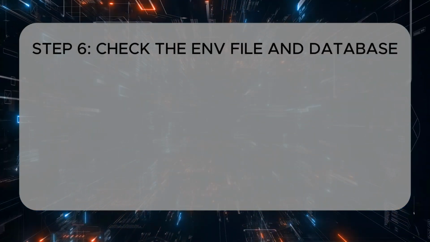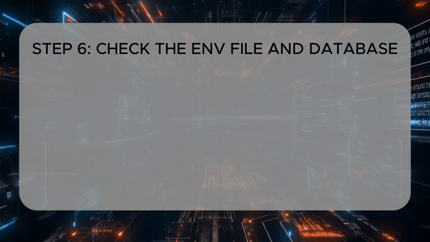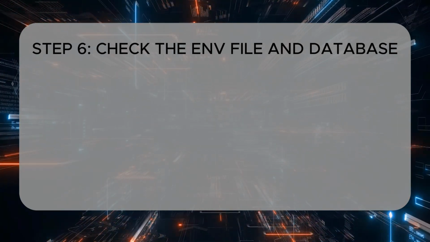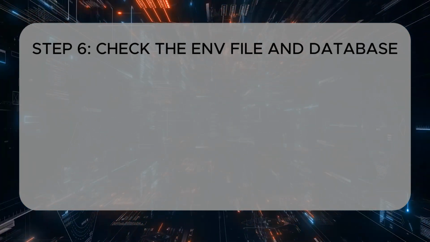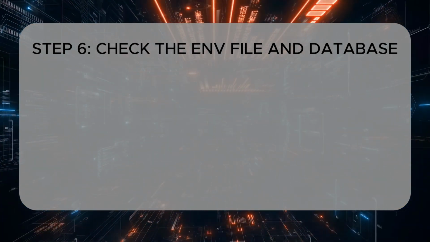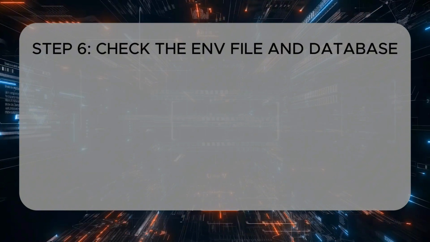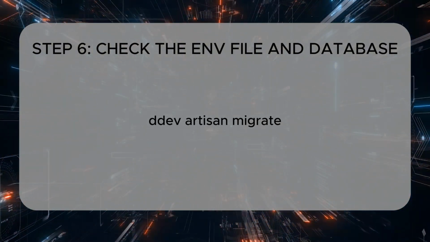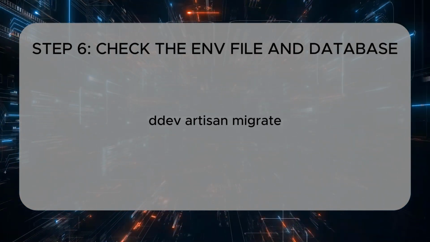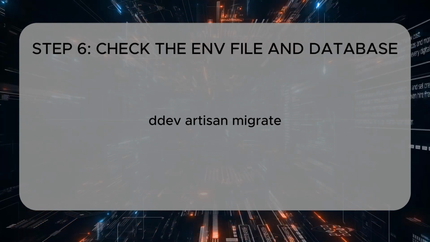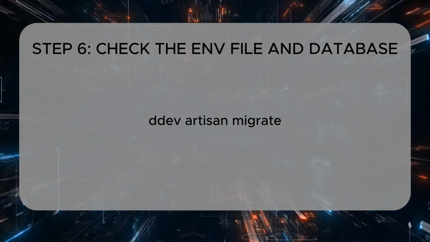Now, let's quickly check the environment file. cat .env | grep DB_. DDEV should automatically configure the database settings for local development. In most DDEV Laravel projects, the database host is usually db, and the database username and password are usually set for the DDEV database container. Now let's run the migrations. ddev artisan migrate. If it asks for confirmation, type yes. If the migrations run successfully, Laravel is talking to the database properly. That means the project, PHP, Composer, Laravel, and the database container are all connected.